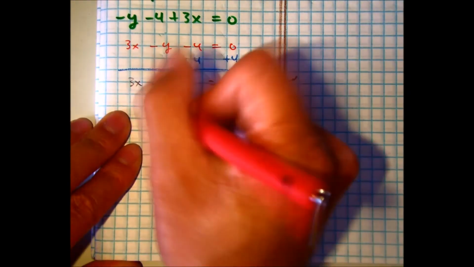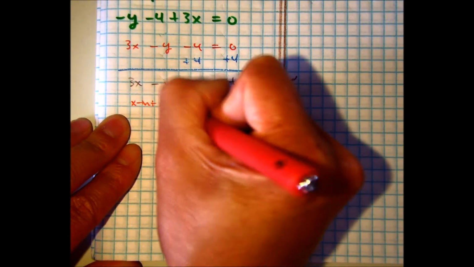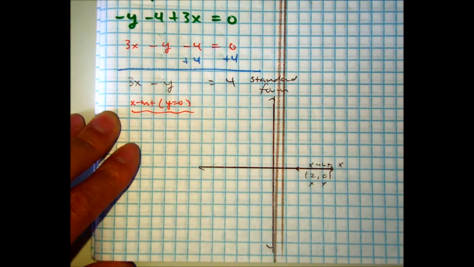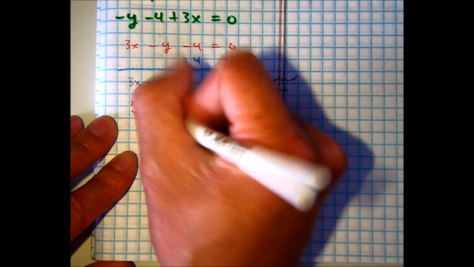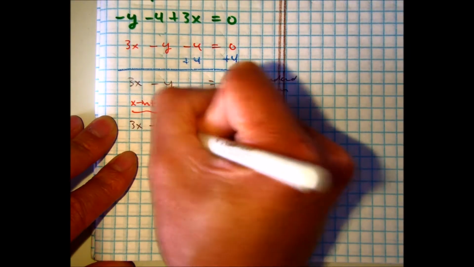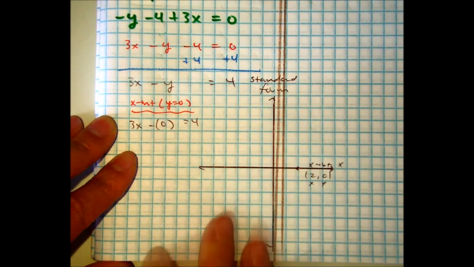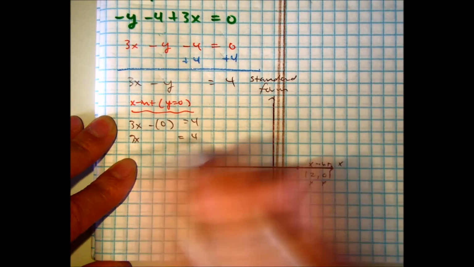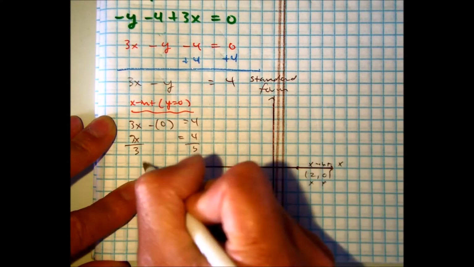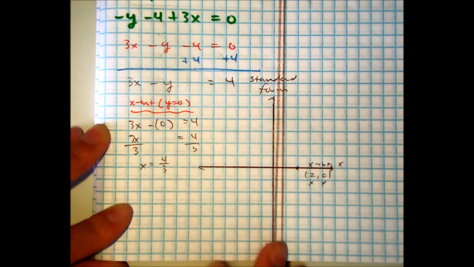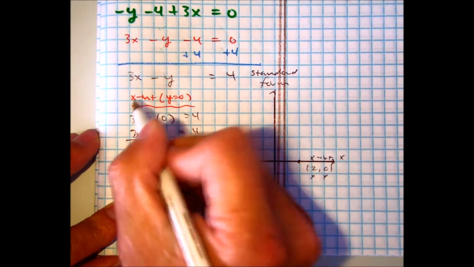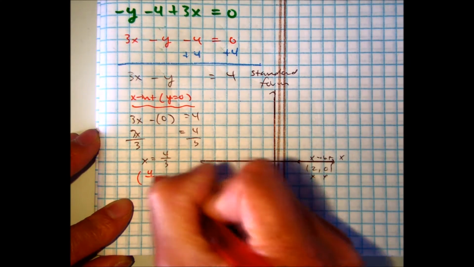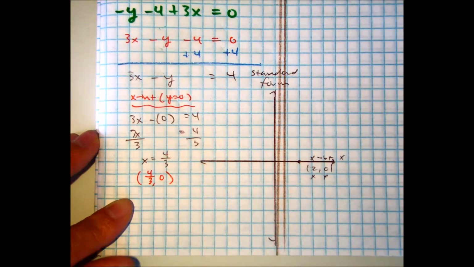Let's write that down. To find the x-intercept, I need to make y value 0. Let's substitute in 0 for y. 3x minus 0 equals 4. I'm left with 3x equals 4, and if I divide by 3, x equals 4/3. The x-intercept has an ordered pair, 4/3, comma, 0.